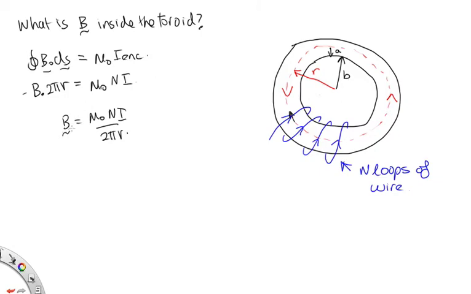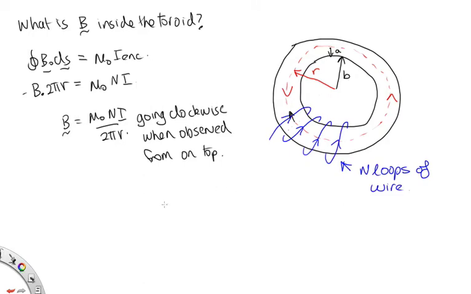What we should do is state the direction of this magnetic field. So this is going clockwise when observed from on top. So this is the magnetic field in here, and you can see it does have some r dependence. So it's not actually constant with radius, it is dropping off as we get further from the center of the toroid. Now, one interesting thing to think about is what's going to be the magnetic field in the center here.